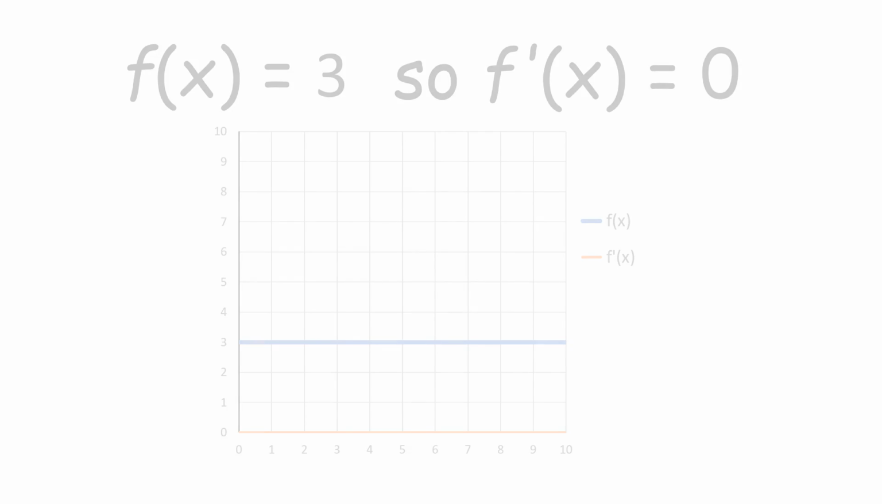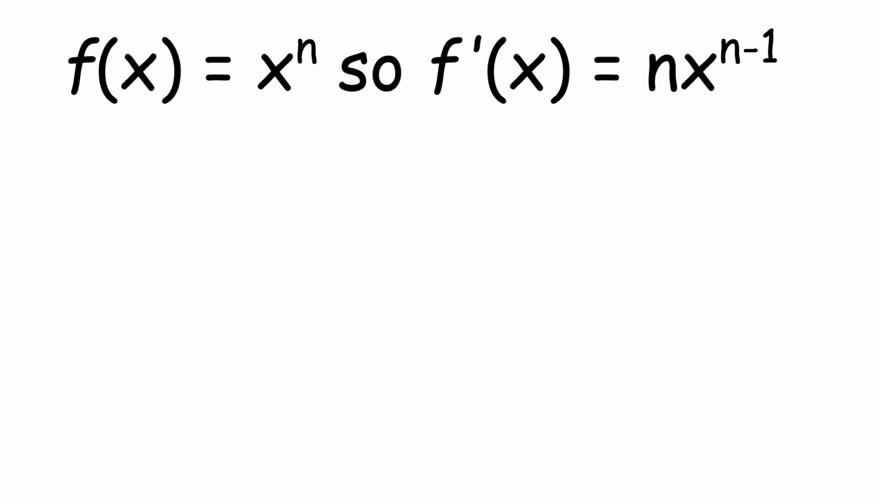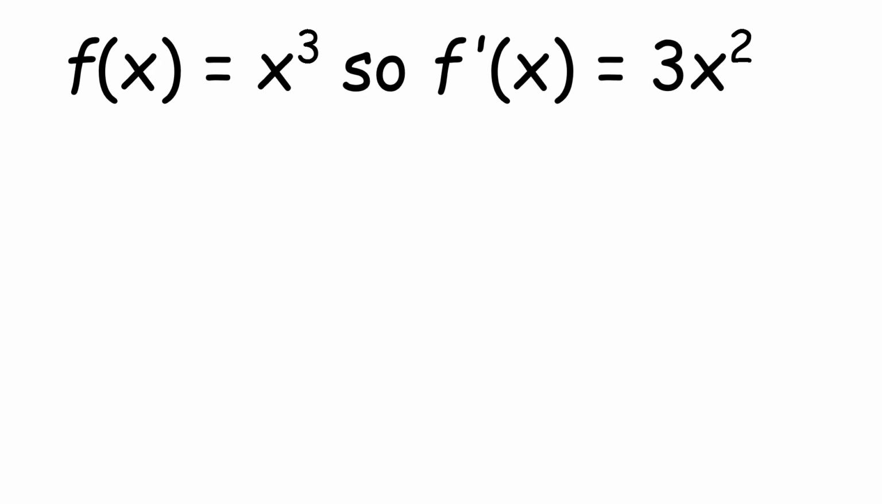Another really useful rule is known as the power rule, and it states that when f of x is x to some power, then the derivative of f of x is the exponent times x to the same power minus 1. So for example, if f of x is x to the power of 3, then the derivative of f of x is 3x to the power of 2.